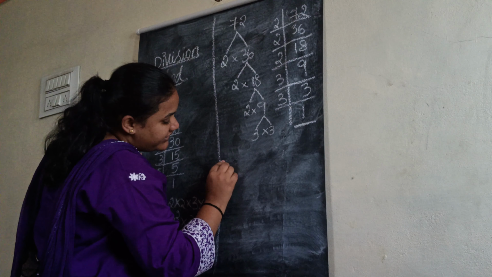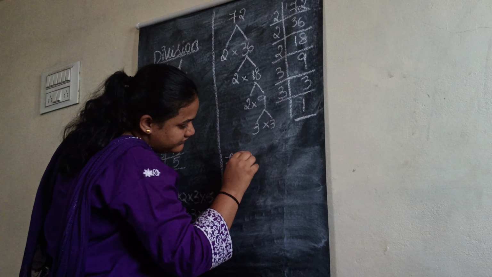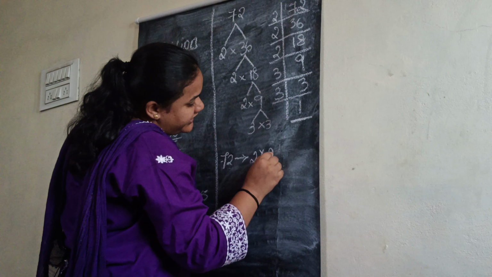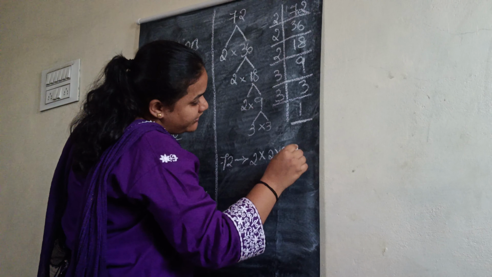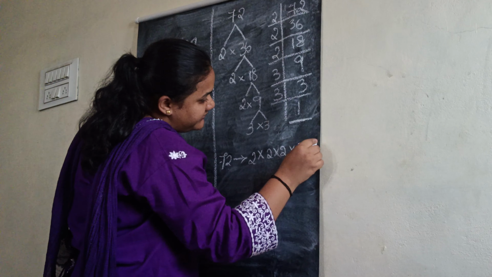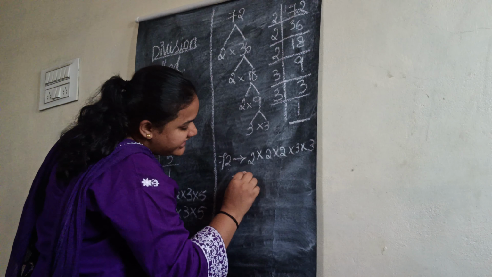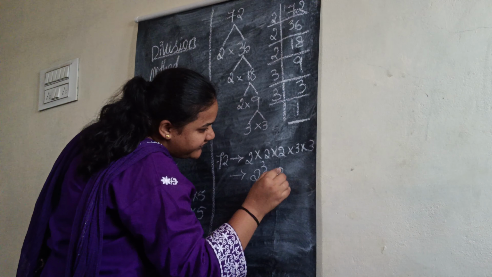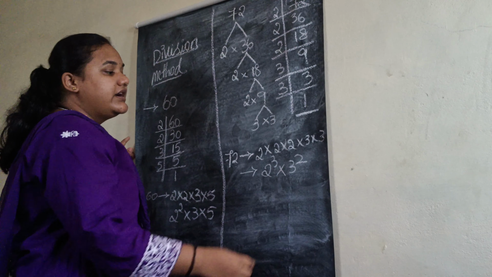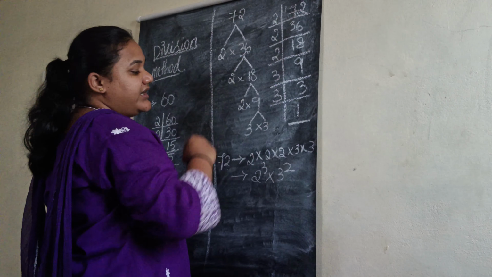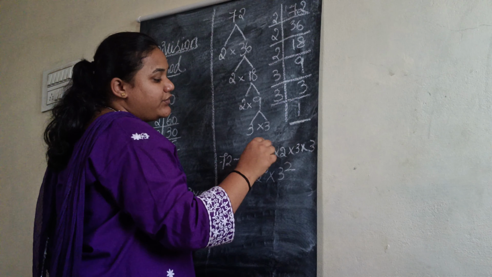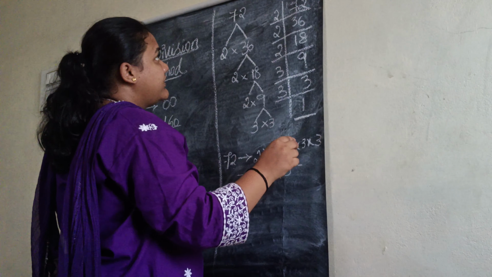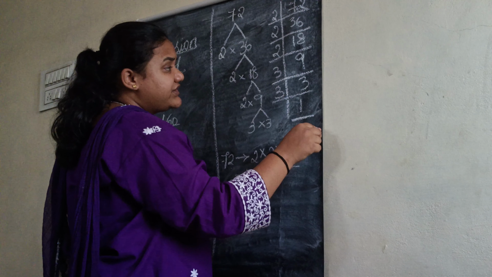If we write the factors for 72, it is 2 into 2 into 2 into 3 into 3. When we write in exponential form, it is 2 cube into 3 square. If we multiply, again we get 72. 2 2s are 4, 4 2s are 8, 8 3s are 24, 24 3s are 72.